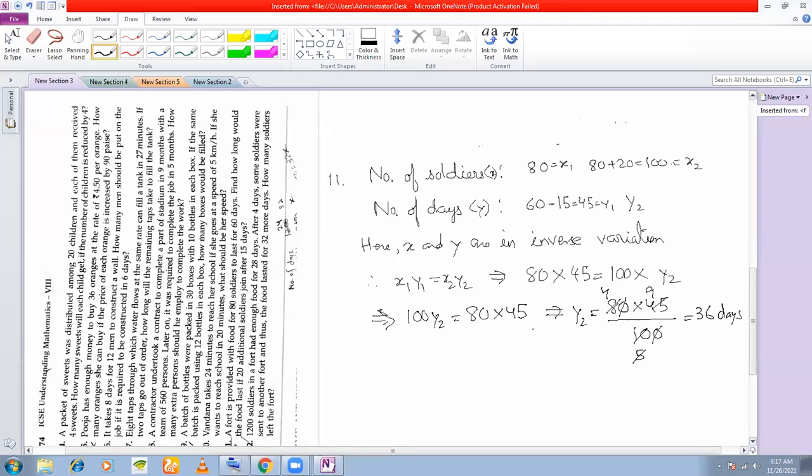Sir, how did you get Y1 as 45, sir? Because for 80 soldiers, the food was lasting for 60 days. But if you read the next part of the question, it states that 20 additional soldiers join after 15 days. That means for 80 soldiers, the food was lasting for 60 days, but now because 20 additional soldiers are joining after 15 days, the food will now last for 60 minus 15, which is 45 days, right? Because the 20 additional soldiers are joining after 15 days. They are not joining along with on that particular day itself.